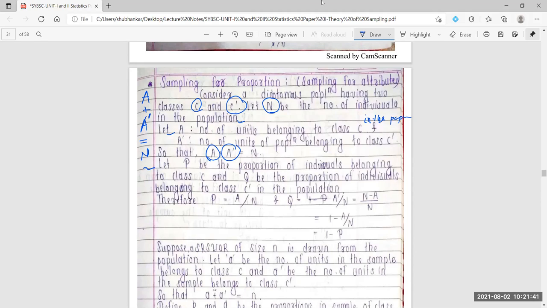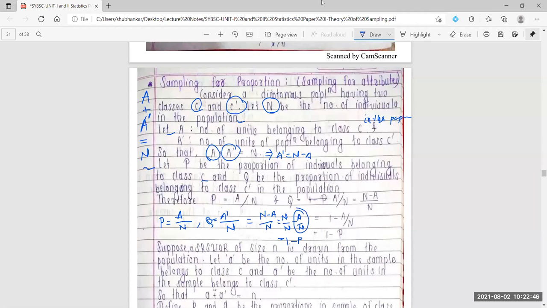So A plus A complement is equal to N, and let capital P be the proportion of individuals belonging to class C, and Q be the proportion of individuals belonging to class C complement. Therefore we can find the proportion as P is equal to the number of individuals in class C divided by N. And Q is the number of individuals in C complement divided by N. But we know that A plus A complement is equal to N, so A complement is equal to N minus A. Putting N minus A as A complement, we get N minus A divided by N, and by dividing each term of the numerator by N, we get N by N minus A by N. So that is equal to 1 minus P.